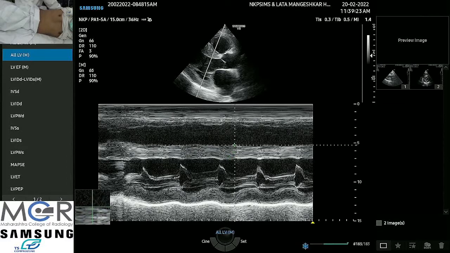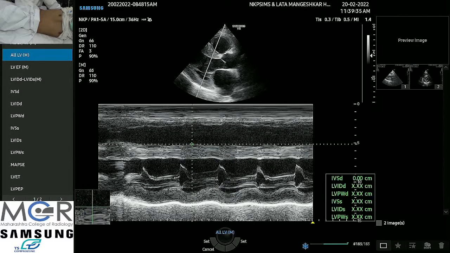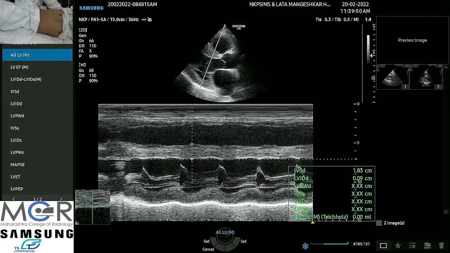Okay, now as I told you, this is diastole because the LV cavity size is largest. So from here is the leading edge of the IVS till here, the trailing edge of the IVS. IVS is measuring 18 millimeters. Normal IVS dimension should be less than 10. So this is suggestive of severe left ventricular hypertrophy. Now this is the hypertrophy of the interventricular septum. Now this is the left ventricular dimension in diastole.